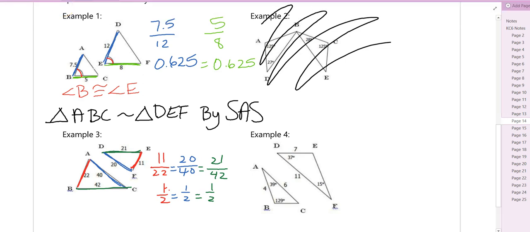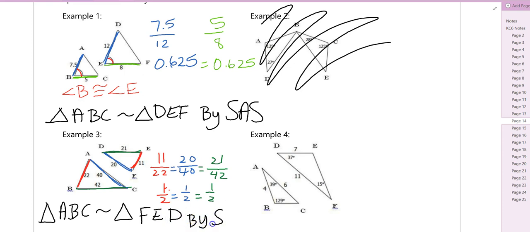So when I write my similarity statement here, triangle ABC is similar to triangle... If I went A to B, that was my red, so I have to go in order: red, green, blue. So I'm going to go red, which is F, then the green, and then the blue. And the way that we can say that these triangles are similar is by side-side-side.